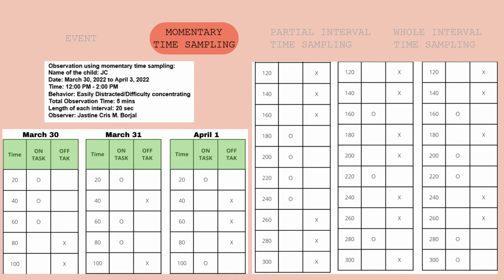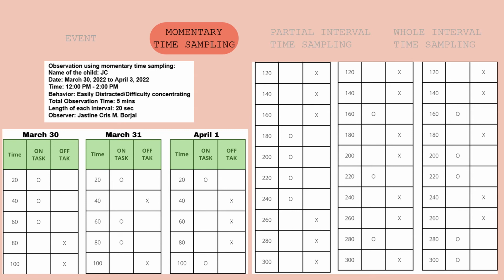Every 20 seconds, we observe whether the child is on task or off task. The circle means he or she is on task, and X means he or she is not on task. March 30 has 7 on task, and the rest is off task.